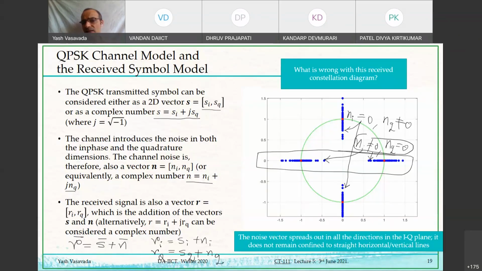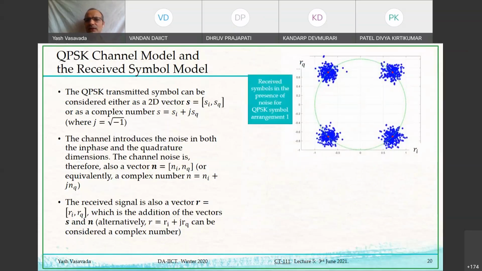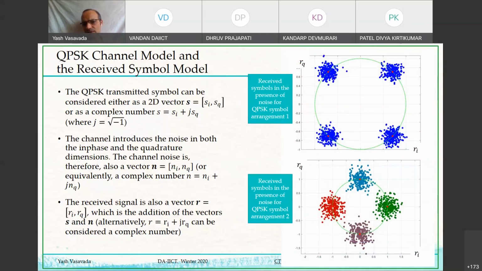This is a highly dependent scenario. It's as if the quadrature noise here says that, okay, in-phase became non-zero, so I have to become 0. In this case, it's like the in-phase noise says that, okay, quadrature is non-zero, so now I have to become 0. There is no such connection or dependence in real life between in-phase and quadrature noise. And so the received constellation diagram actually looks more like this. Or in this alternate arrangement that we have considered, it will become a cloud like this.